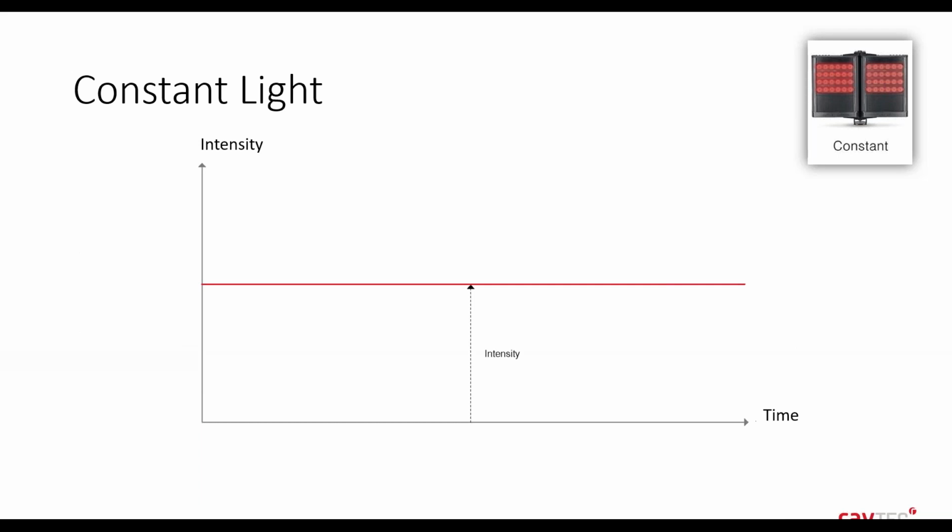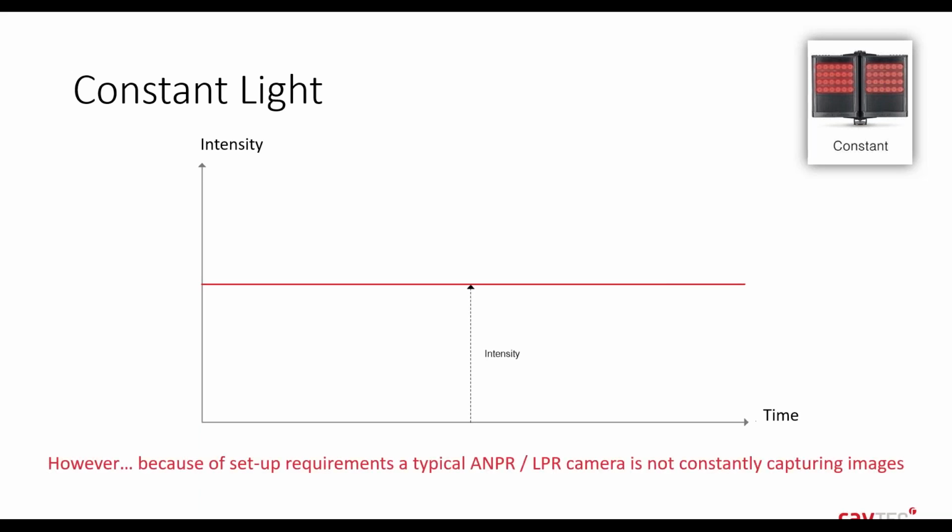So we've got a simple graph here which demonstrates constant light. So the vertical axis refers to the intensity of light and the horizontal axis to time. And as you can see, the light remains on at a constant level. I think this graph will probably have a bit more meaning when we compare it to pulse light. But while constant light may be available to the camera 100% of the time, a typical LPR camera is not constantly capturing images, which leads us quite nicely into discussing pulse light.